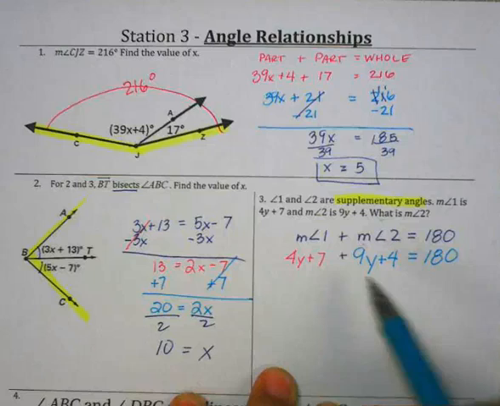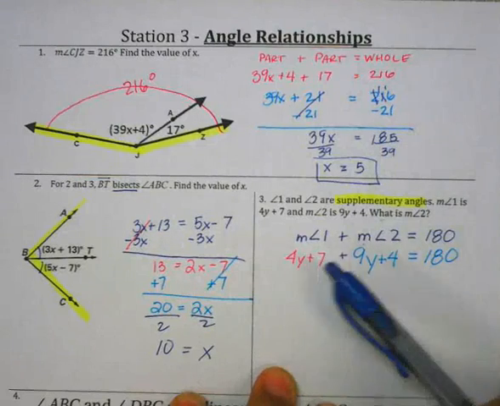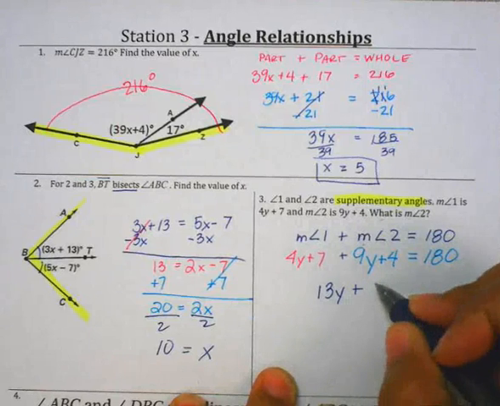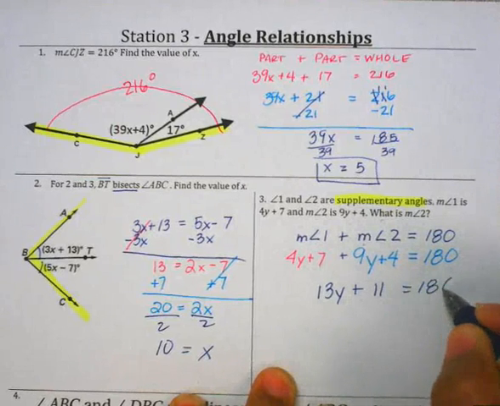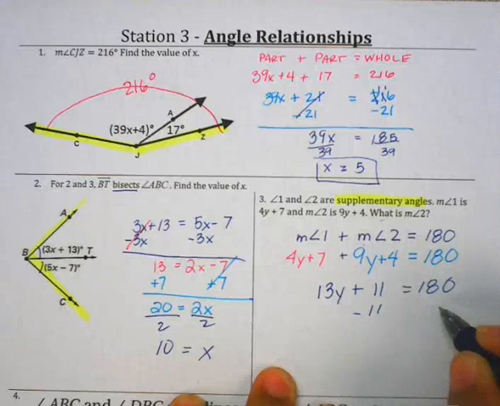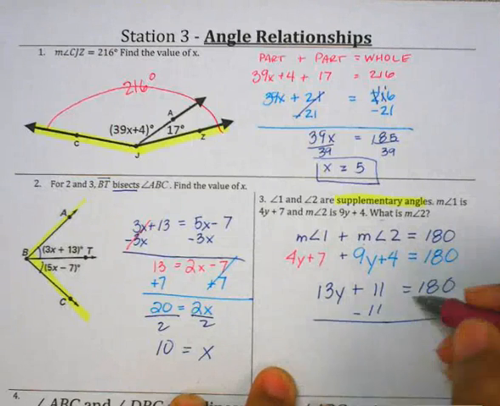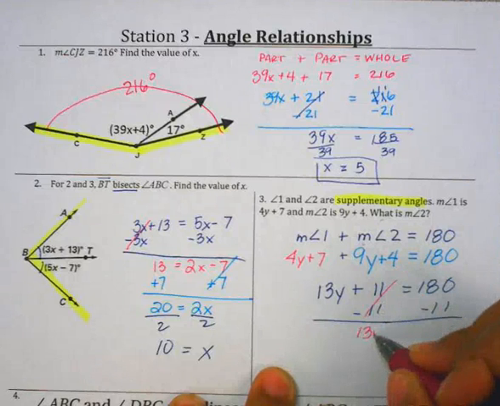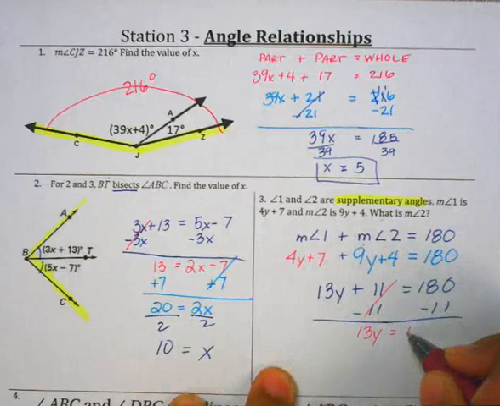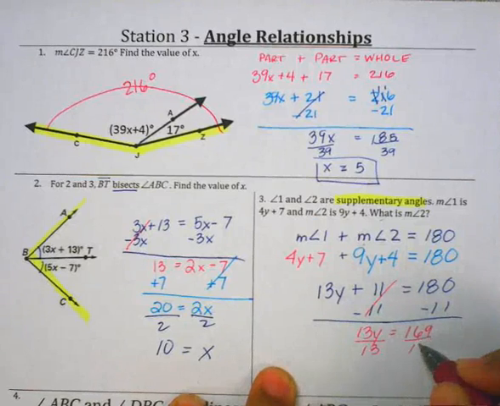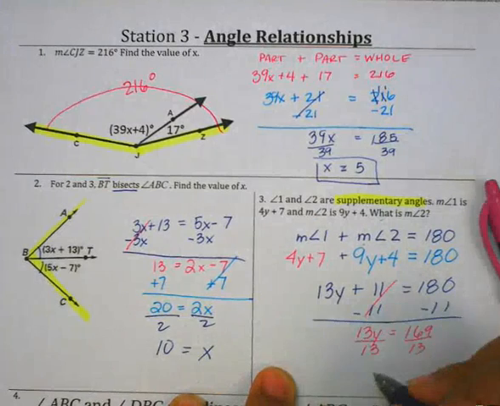So now I have to combine like terms. 4 plus 9 is 13y, plus 11 equals 180. Subtract 11 from each side. This cancels, so 13y equals 169, divided by 13 on each side. And I have y is equal to 13.